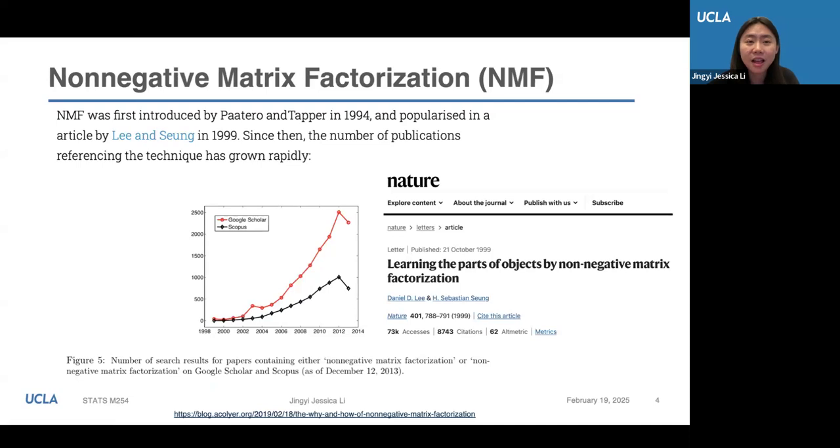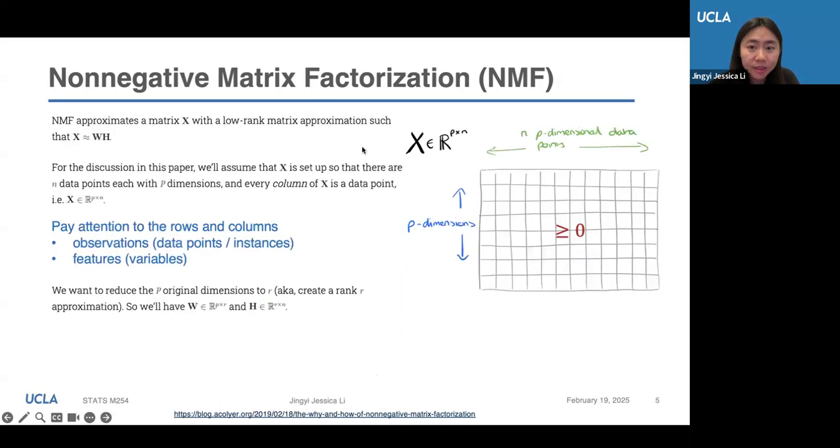So first of all, non-negative matrix factorization. It is a very popular technique, first introduced in 1994, but popularized by this Nature article in 1999. Since then, the number of publications referencing the technique has grown rapidly. So in the Nature paper, it is used for showing that the low-dimensional features can represent some components in facial images. So that's why it was made popular. So it's very similar to PCA.